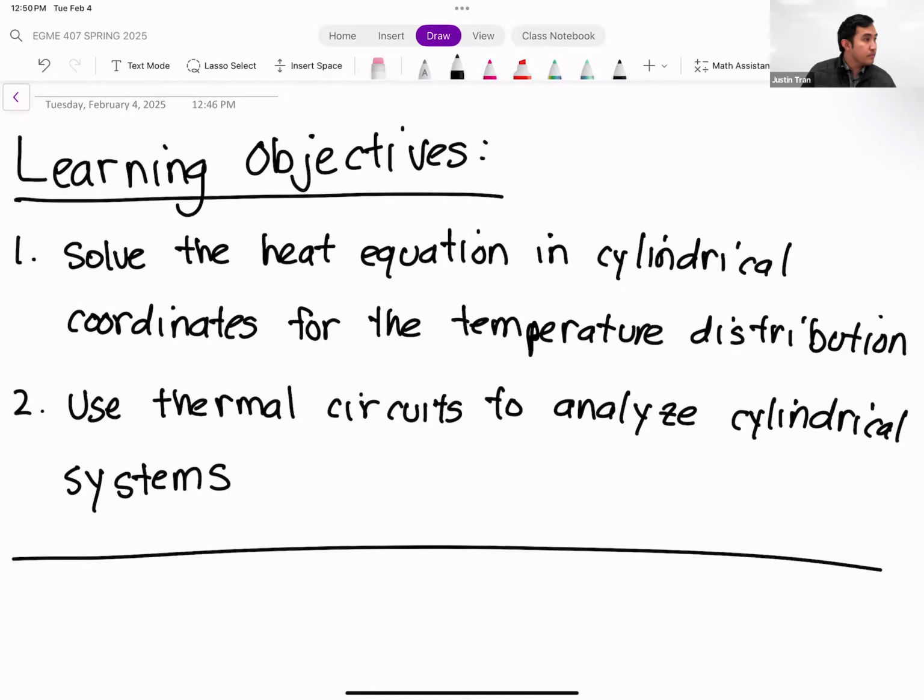Why did you say that heater wasn't included again? It's just too thin. Usually when something's really thin, it doesn't have any conductive resistance. It might have a contact resistance, but that's usually given to you in the problem. If it's not given in the problem, you assume there's no resistance. Exactly.